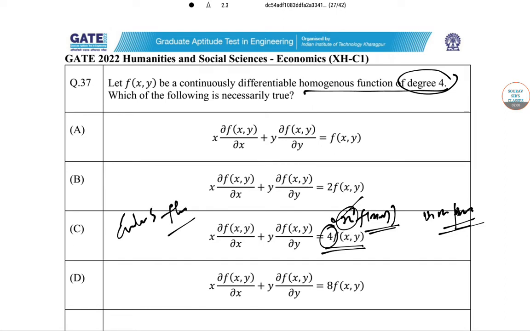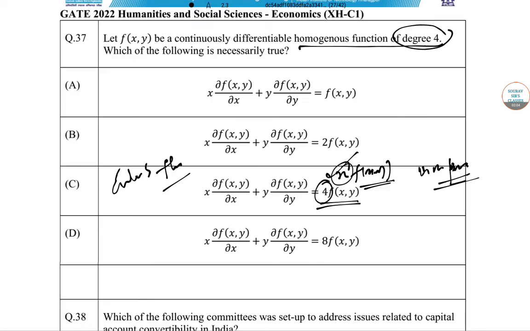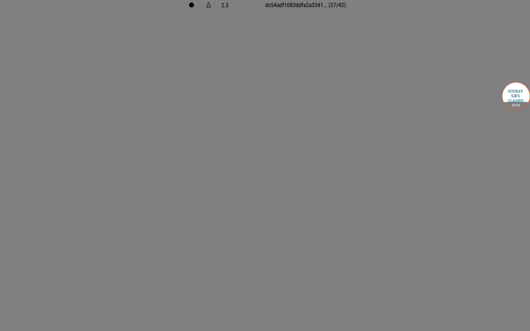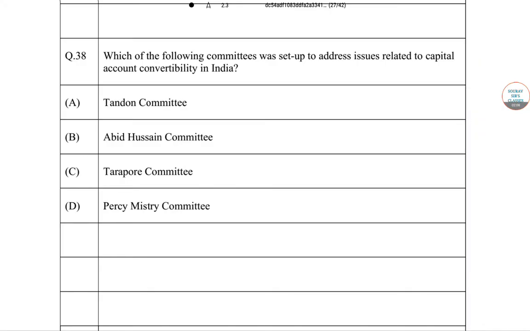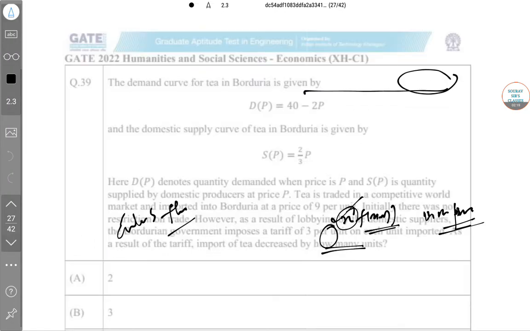Done. That's it for now. We can do another one. 38. Let me just have a look. Which of the following committees was set up to address capital account convertibility? Direct question here. The answer is the Tarapore committee. And next, let's go to 39.